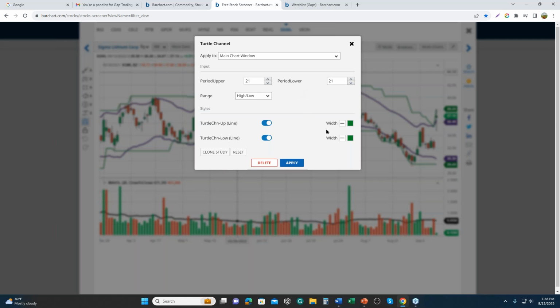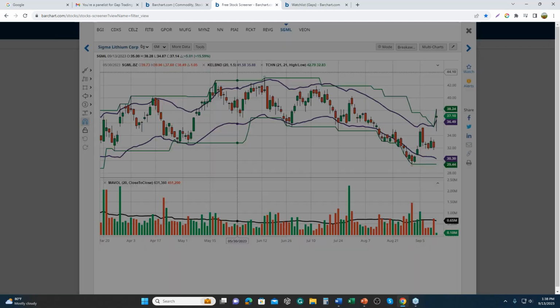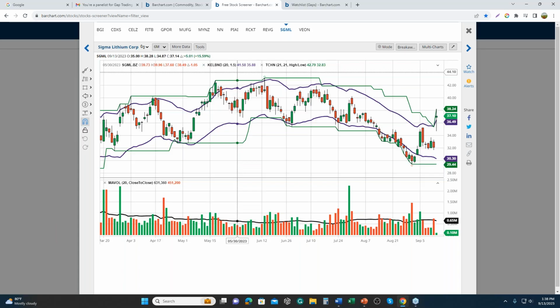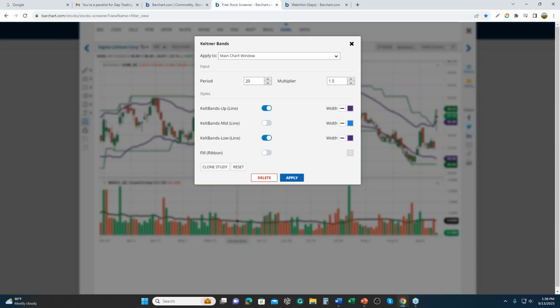Now what I did was I also reconfigured my tool here. I changed the colors. So my outer bands of my turtle channels are my green bands. And then the other thing we said was this proportion or this volatility that we see with gaps, right? The size of the gap or how far a price has moved. And so there's something called Keltner bands. Now these are similar to Bollinger bands. Bollinger bands are based on standard deviations. Keltner bands are based on average true range, or ATR.